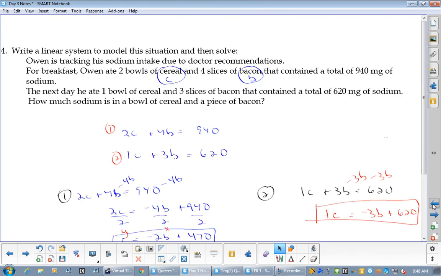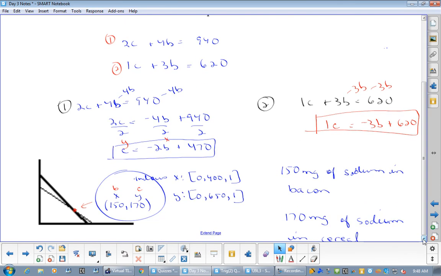So you should have, mine doesn't have the assignment, but yours does. Yes, absolutely. We could put the 150 in and the 170 in. You should be doing that.